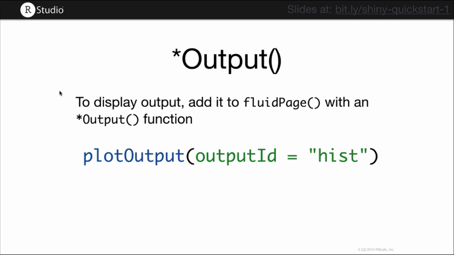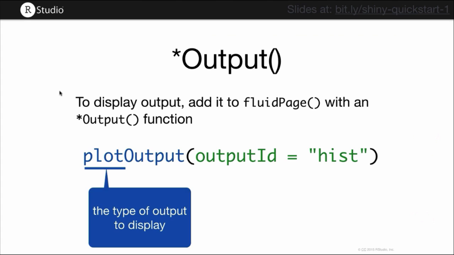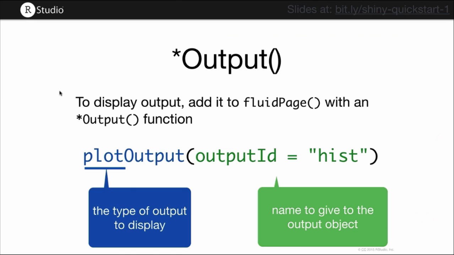The syntax for the output functions is somewhat similar to input functions. First, you'll notice at the beginning of the function name for output is the type of output you actually want to place into your app. And then each output function takes one required argument called outputId. And just like with the input functions, this is a name to use for the output. You could pass any name you want here, but again, I would recommend that each output object has its own unique name to avoid errors.